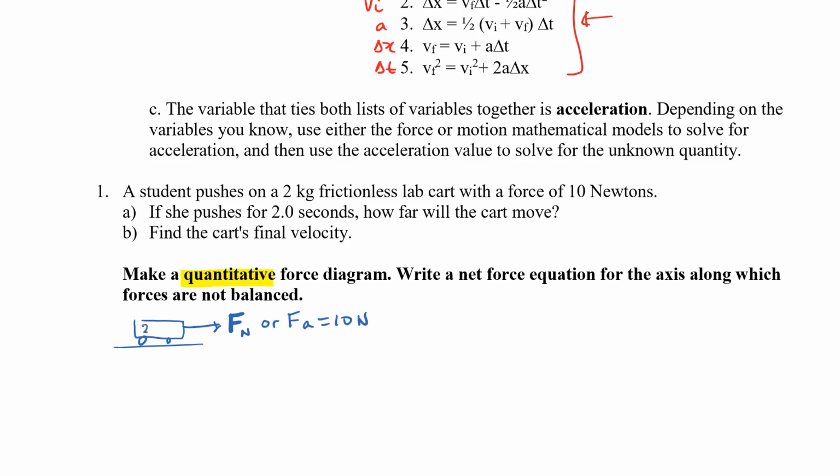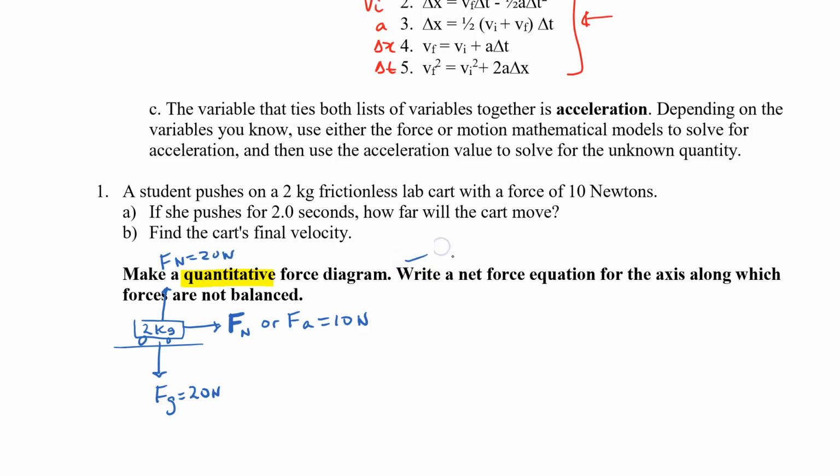Now if the object has a mass of 2 kilograms, then we can say that there is a force of gravity downwards of 20 newtons, and the only way that this object is going to be accelerating is to the right. So we know that the vertical forces are going to be balanced. It's not going to be accelerating upwards or downwards. So I'm going to say that this normal force is equal to 20 newtons. Okay, so we've made a quantitative force diagram, check.